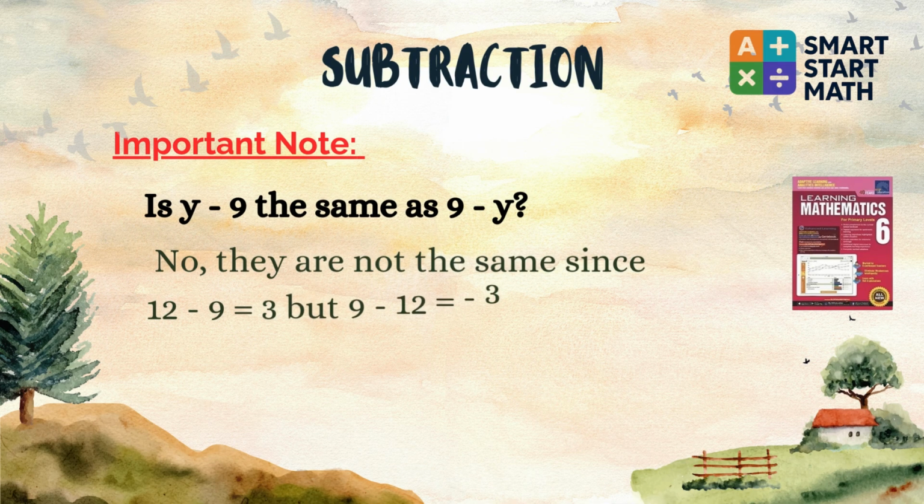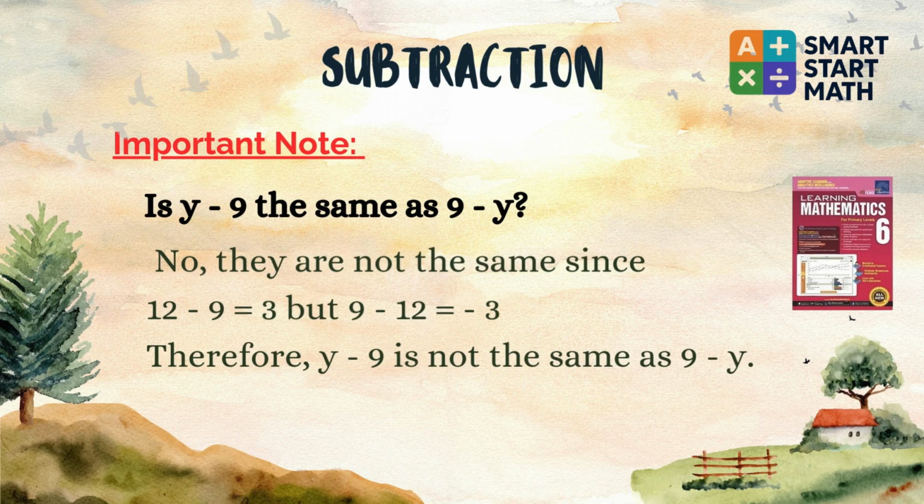Let's compare it with numbers. 12 minus 9 equals 3. But 9 minus 12 equals negative 3. That shows us the order matters in subtraction. So, y minus 9 is not the same as 9 minus y.